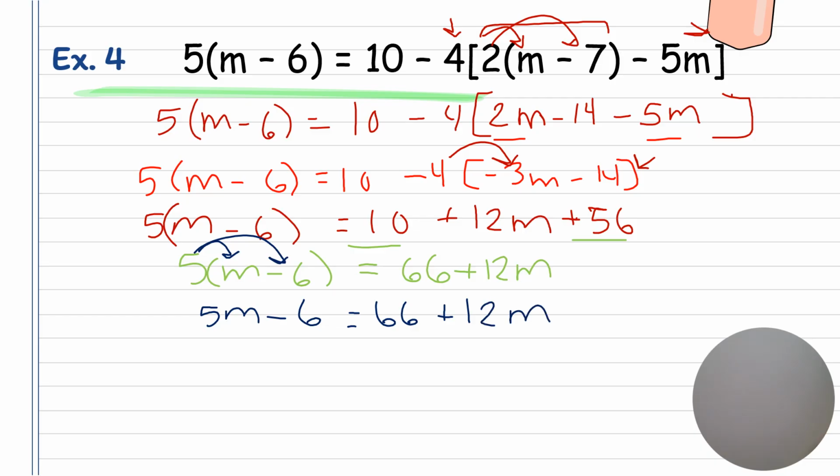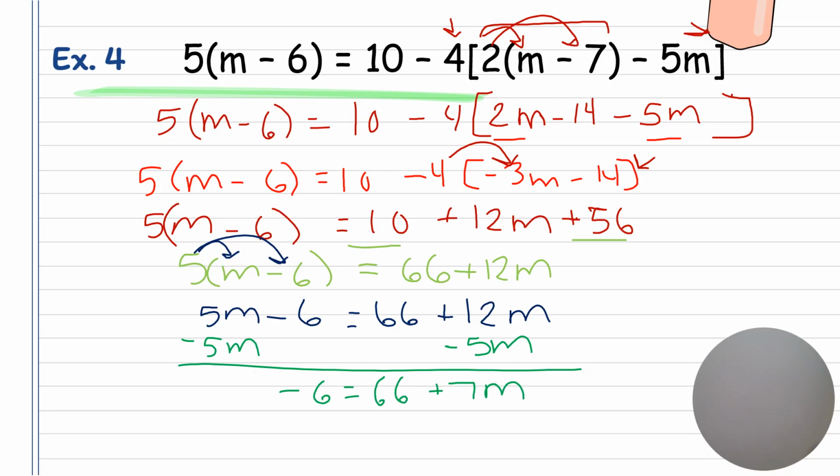Okay, now let's move some things over. I'm going to subtract 5m from both sides. And do that. We're left with a positive 7m. Now we can bring the 66 over. So we will be left with 72 over here, is equal to 7m.